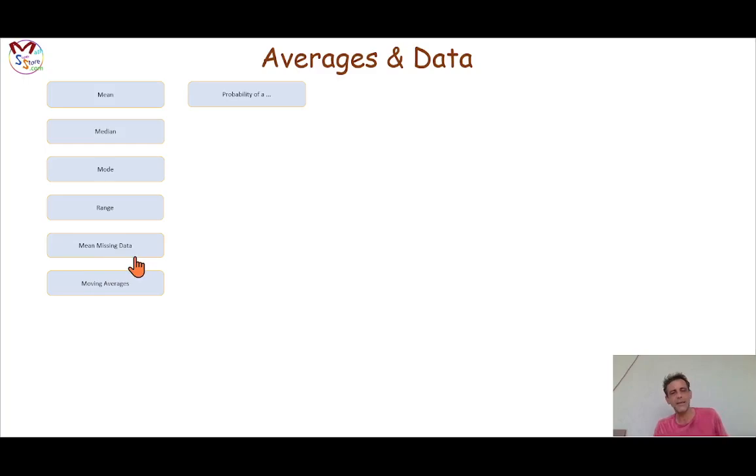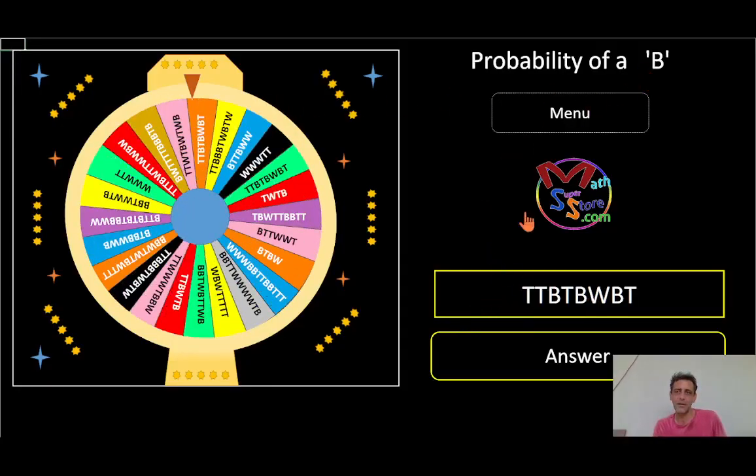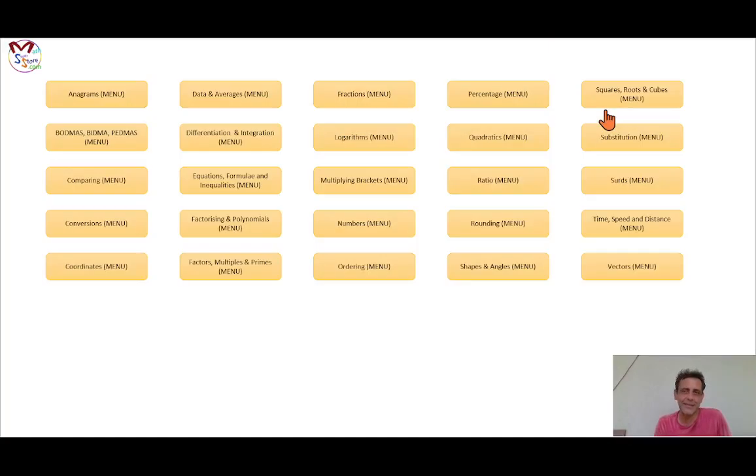We've got mean missing data, so you're given the actual mean and 3, 4, 5 pieces of data. You have to find the missing piece of data to make that average correct. We've got moving averages and probability of an event, the probability of a letter or a shape. Here it's probability of a B. This is a question at the top, and we've got 1, 2, 3 B's and 1, 2, 3, 4, 5, 6, 7, 8 letters. So it's 3 out of 8, or 3/8 as a probability. I'll stop going through the questions because I guess you'll know what they are. So that's data and averages.